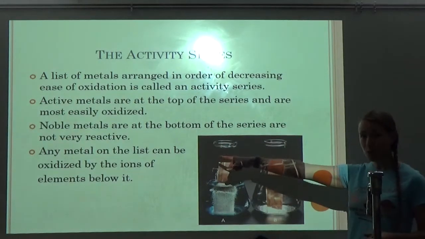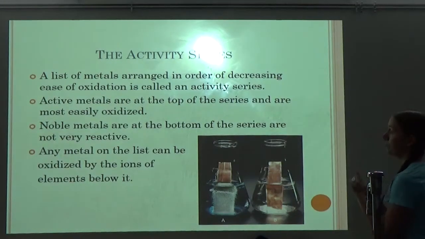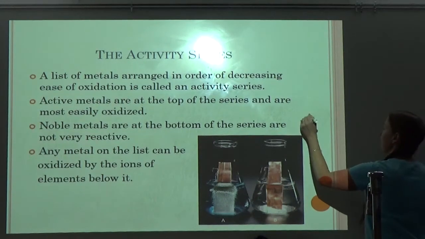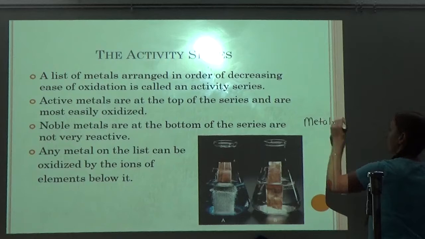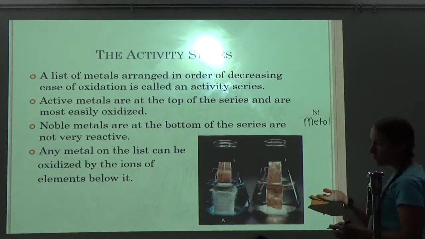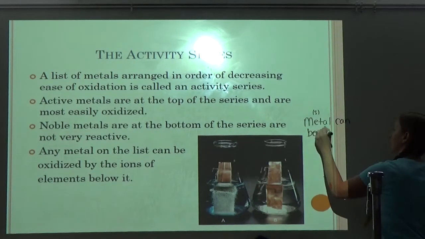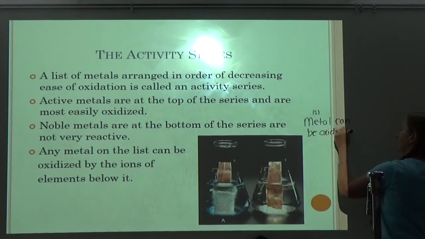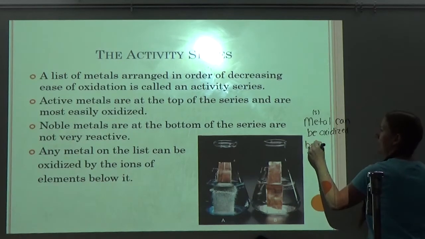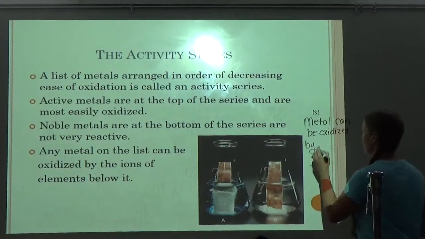So here's the important part of this slide. Because we're going to need this a lot, I'm just going to abbreviate it over here. Any metal, in this case we're talking about the solid, any metal can be oxidized by the ions of the elements below it.